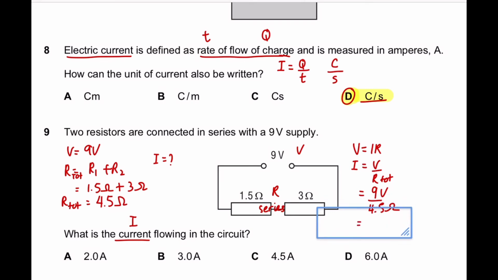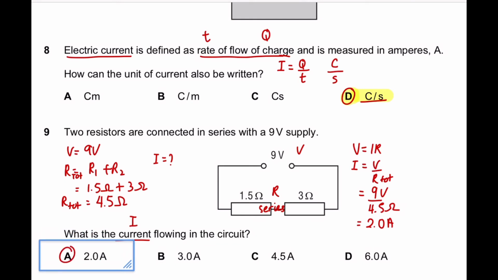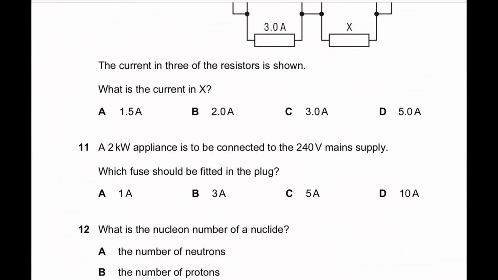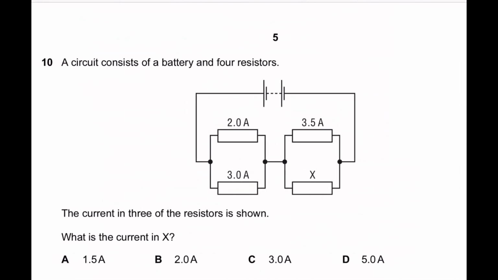9 divided by 4.5 gives you 2.0 amps, or you can just use your calculator in this case, and the answer is A, which is 2 amps right here. Okay, moving on to the next question, which is question 10.